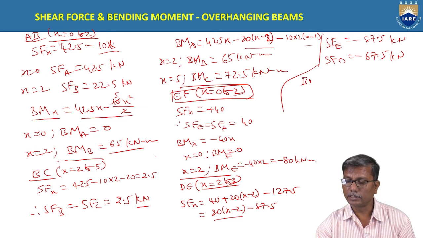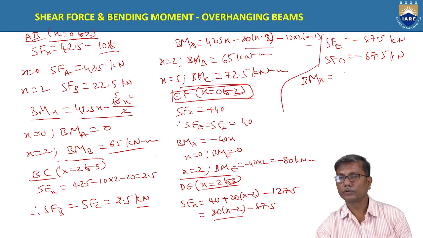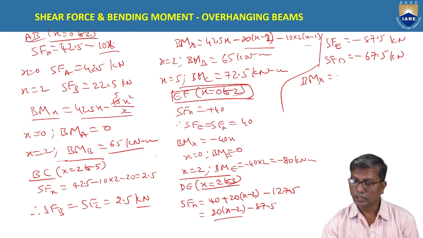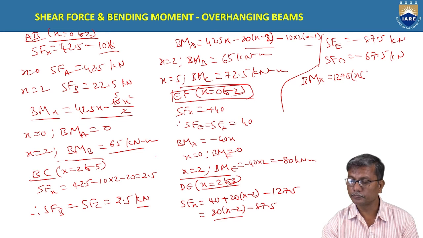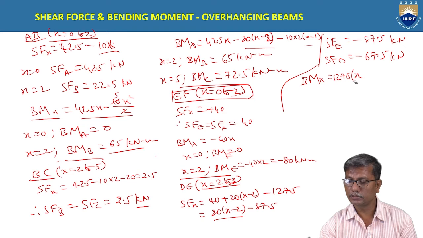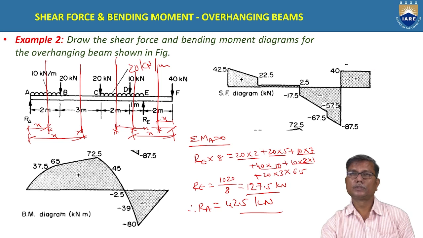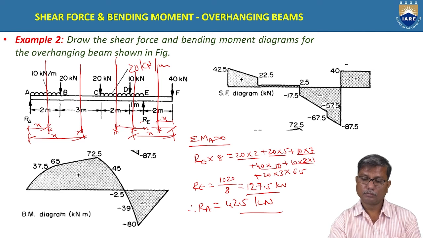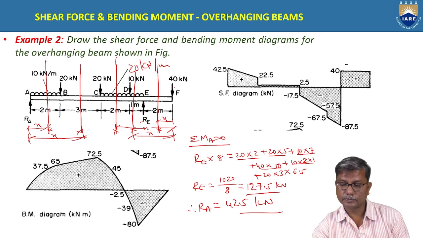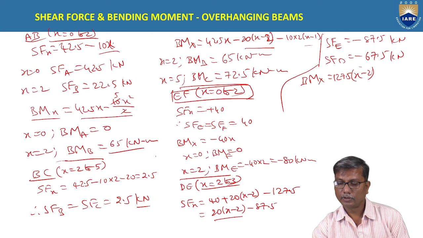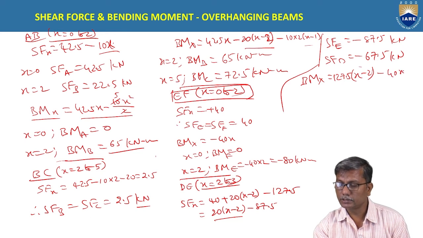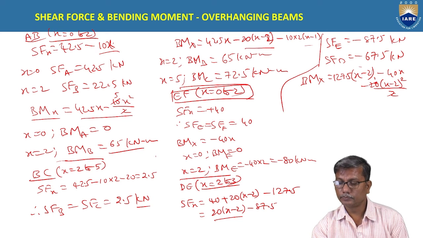And coming to bending moment at X. So RE, 127.5 into (X minus 2). This is positive bending moment due to reaction. Minus 40 into X, minus 20 into (X minus 2) square by 2. That is 10 into (X minus 2) square.